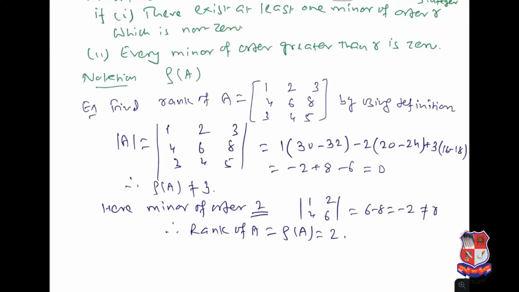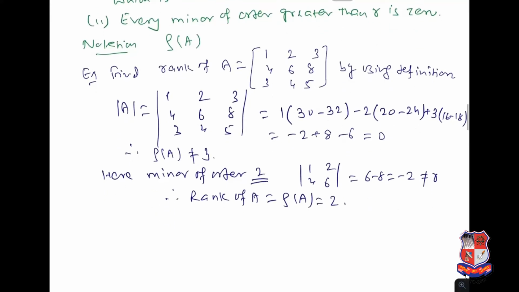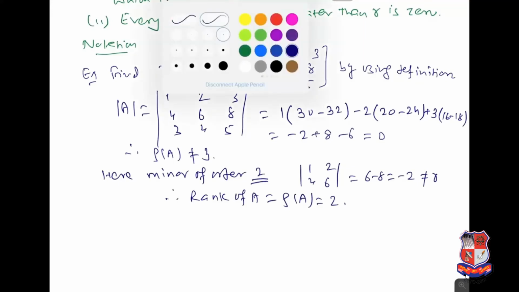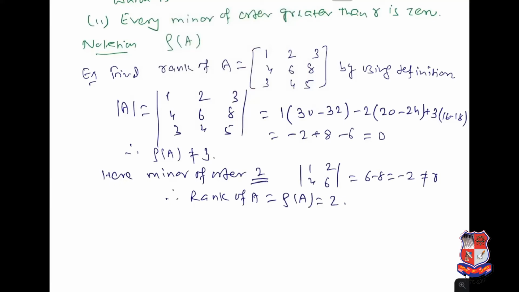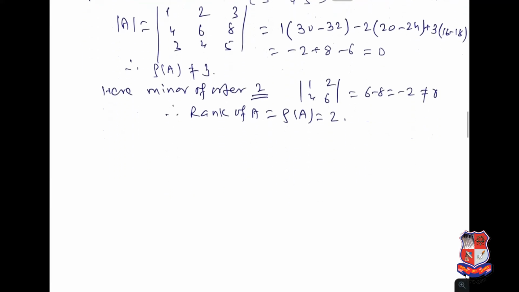Now this is very cumbersome, or you can say laborious, because if you have a 4 by 4 matrix, then it's difficult to find the determinant and then the values of the minors and so on. So this method is not much applicable. So what is the next? The next is, you can find the rank of a matrix by row echelon form.